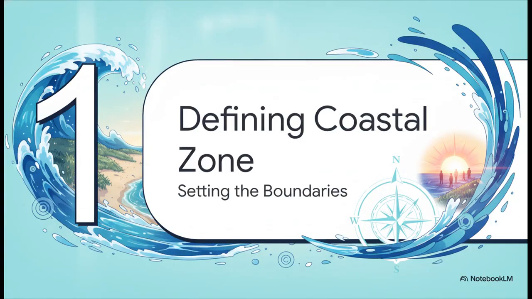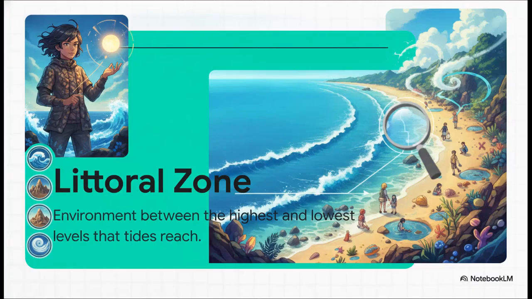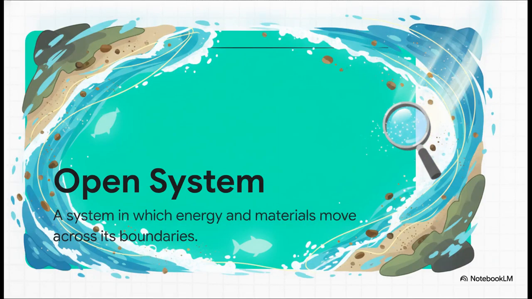Part 1. Defining the coastal zone. Let's lock down a piece of absolute must-know exam terminology, the littoral zone. Basically, this is the environment between the highest and lowest levels that the tides reach. Think of it as the ultimate active transition space, the exact arena where the sea, the land, and the atmosphere all collide and interact.